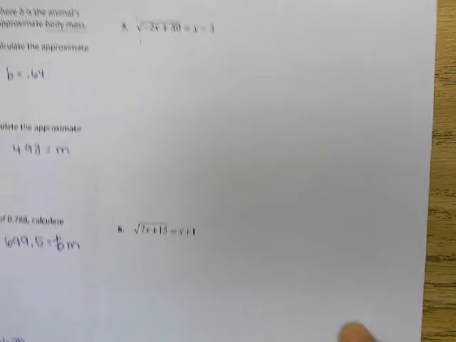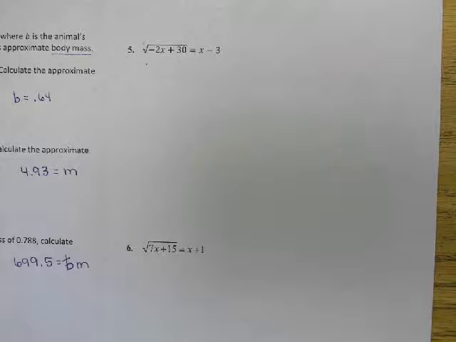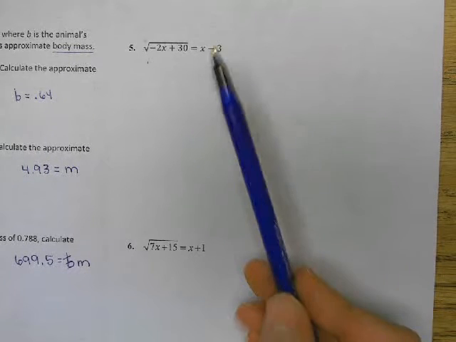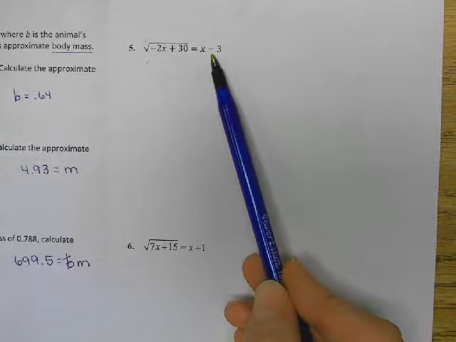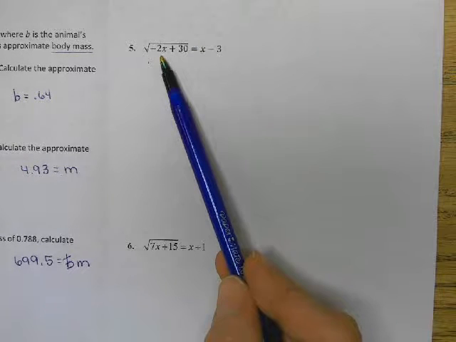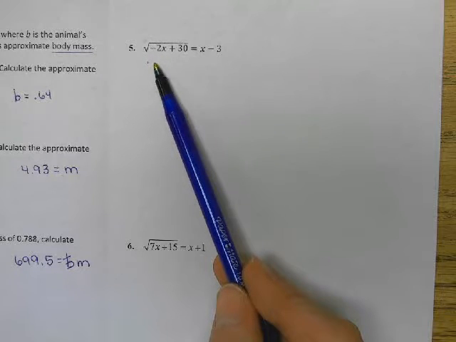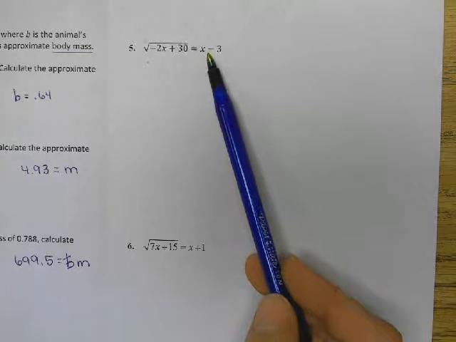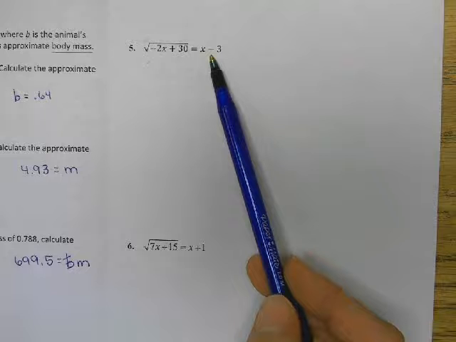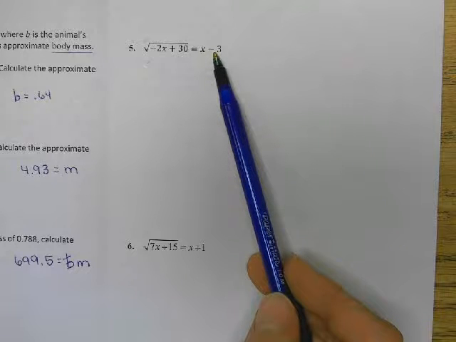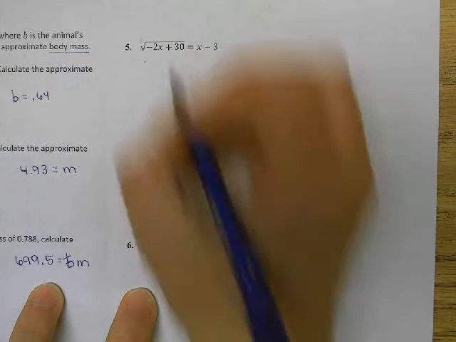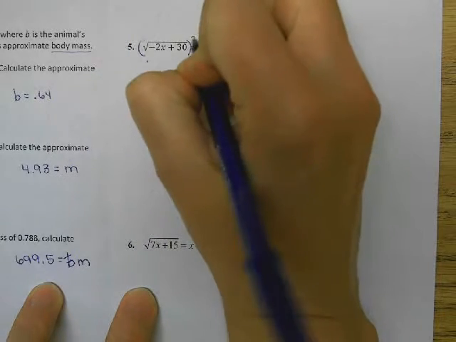All right, on number 5. This is a little different. I'm trying to get my radical by itself on one side of the equal sign, and then I'm going to square both sides. However, I have an x on the other side. My x isn't just inside the square root. When we square both sides on these type of problems, you have to check your solutions because the likelihood of one of them not working is extremely high.